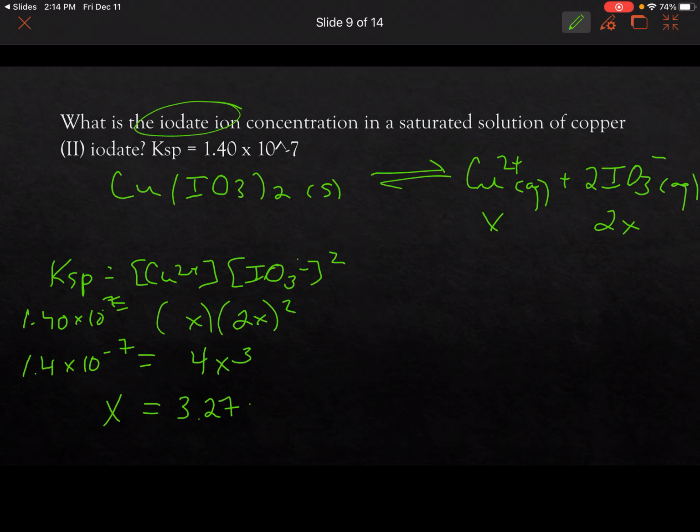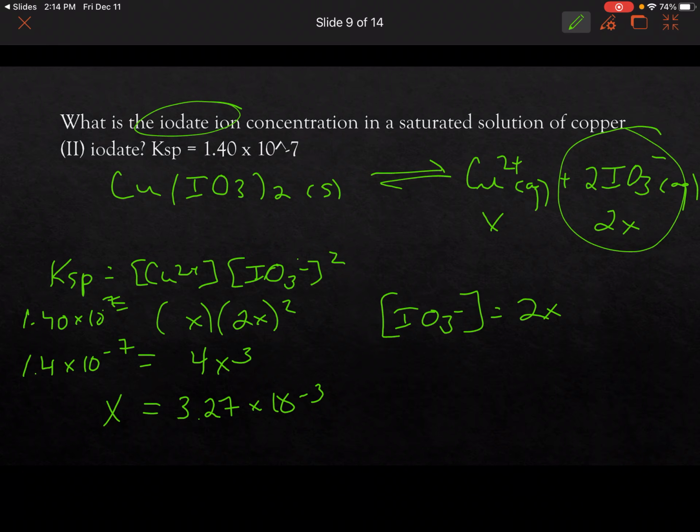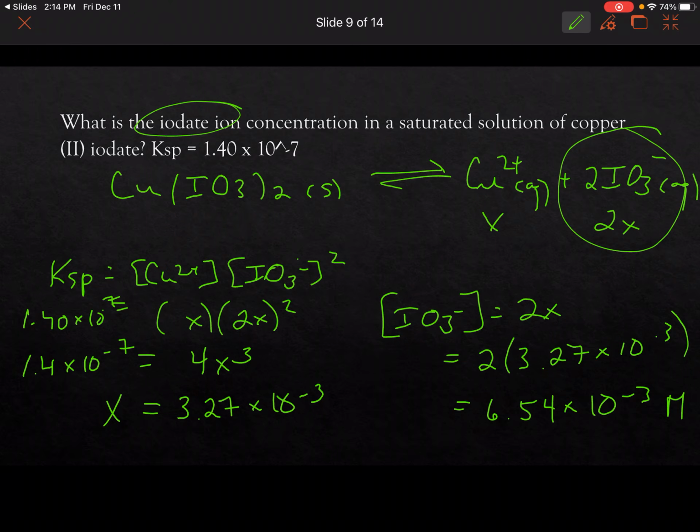So your X is going to be equal to 3.27 times 10 to the negative 3. But here's where you have to be careful, because I asked you to find the iodate concentration, so that's actually 2X. So IO3- is equal to 2X, which is 2 multiplied by this, which is equal to 6.54 times 10 to the negative 3 molar. And as per usual, you want to check for sig figs, right? So I've got 3 sig figs, so I'm good.